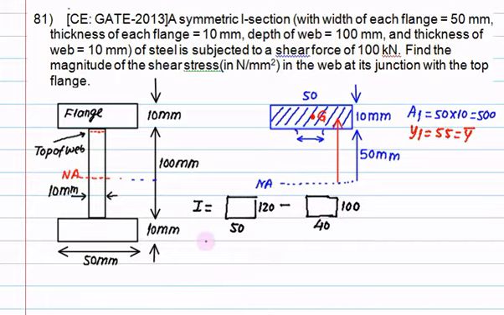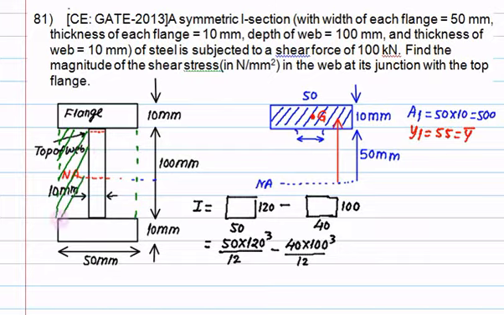So the moment of inertia will be equal to 50 into 120 cube divided by 12 minus 40 into 100 cube divided by 12. This hollow section method is only applicable for an I section. Do not apply this formula for any section other than this. So this hatched portion is 40 by 100. Finally, we want the width of this one. Now since we are in the web, our width will be equal to 10.